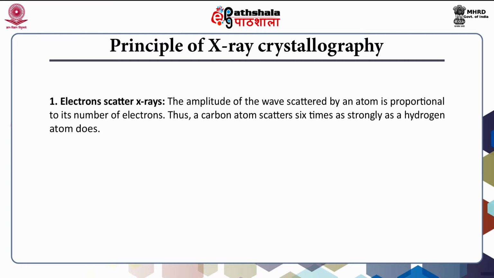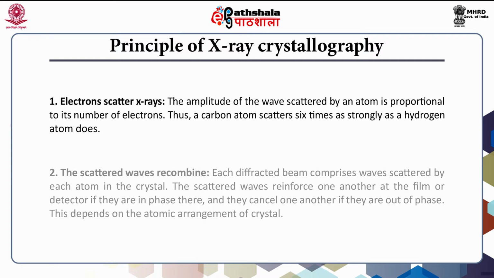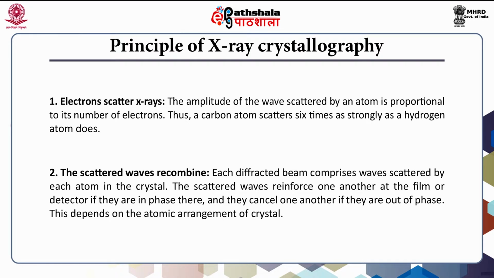The second principle in X-ray crystallography is that the scattered waves recombine. What does it mean? Each diffracted beam comprises waves scattered by each atom in the crystal. That means each atom diffracts or creates a particular wave after being hit by the X-rays. Similarly, 2 atoms produce 2 different waves, and these 2 different waves have crests and troughs.